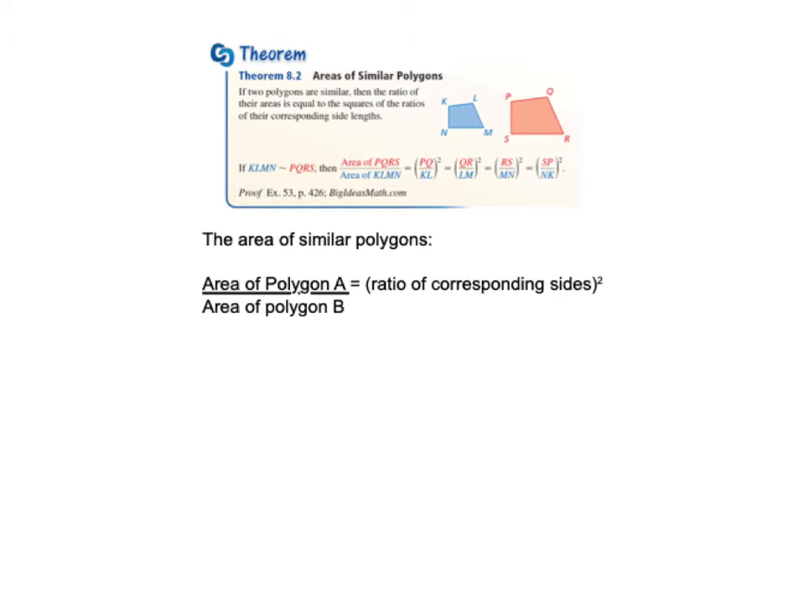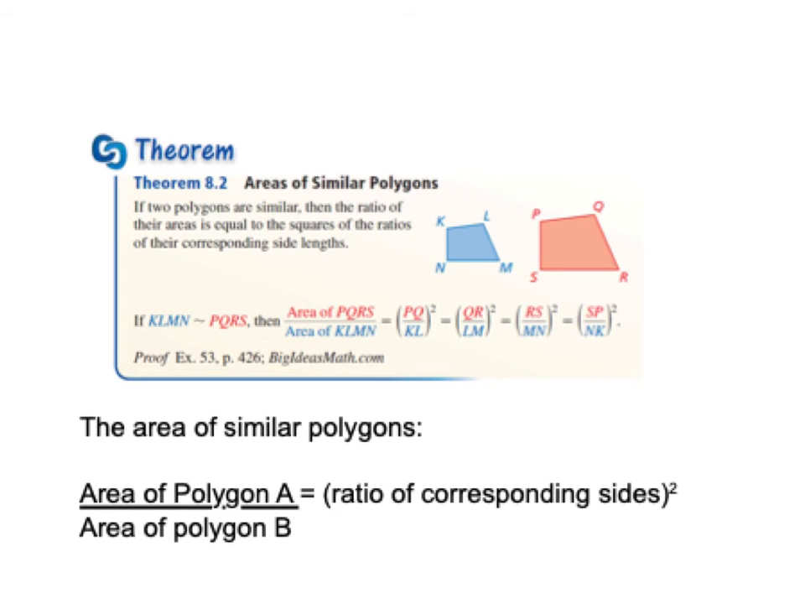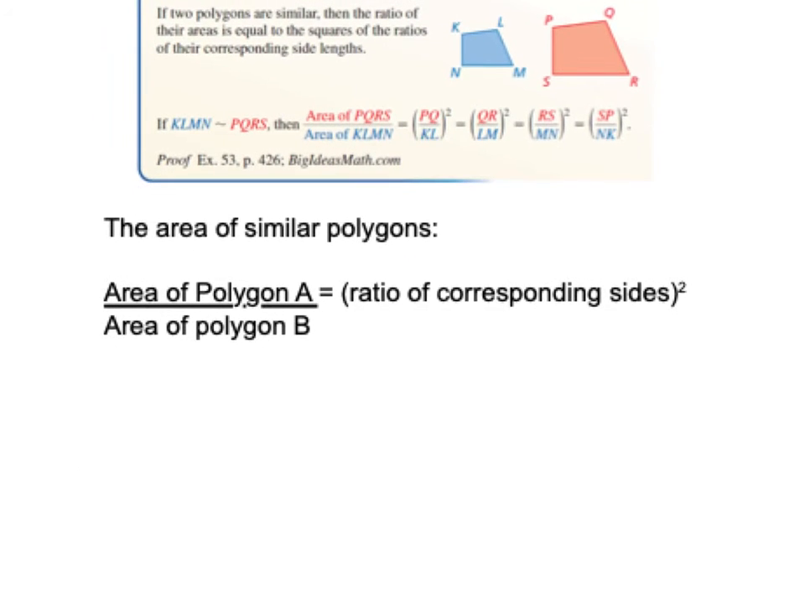So if you look here at our formula that we're going to be using for finding the area of similar polygons, our polygons up here, one is smaller and one is bigger. The blue polygon is smaller, the red polygon is larger, which means the area of the red polygon will be more than the area of the blue polygon, obviously. However, let's figure out how we can find exactly what that area would be.